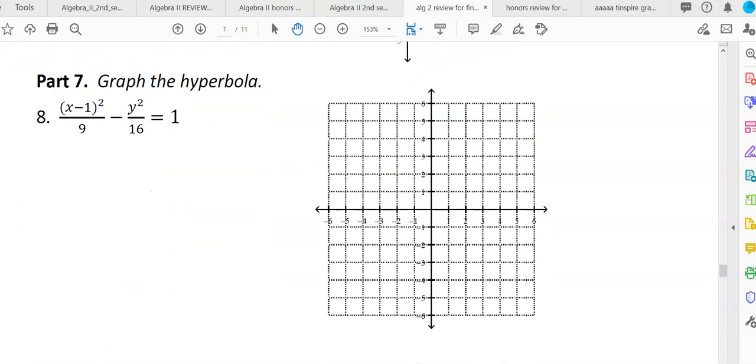Graph this hyperbola, so we're going to start with the h, k, which is (1, 0). So right here is our center. Underneath x is horizontal movement, so I'm going to go 3 to the right, make a point, 3 to the left and make a point. Underneath y is vertical movement, so I'm going to go 4 up and 4 down. For the hyperbola, I'm going to make my dot box. The asymptotes. And it's horizontal, which means these are the vertex points horizontally. So it's going to look kind of like that.